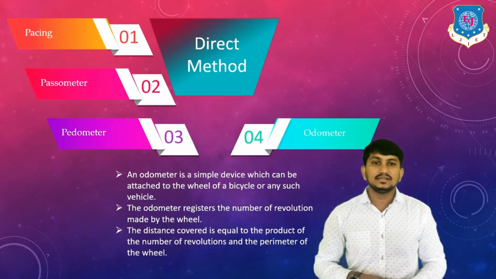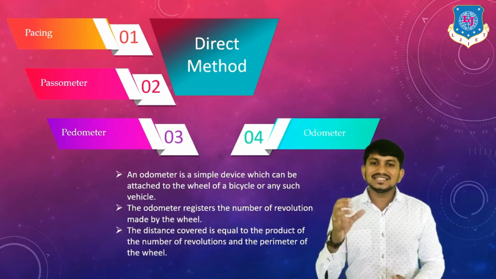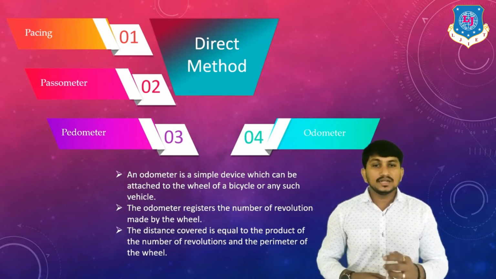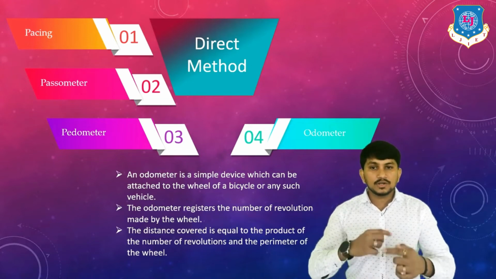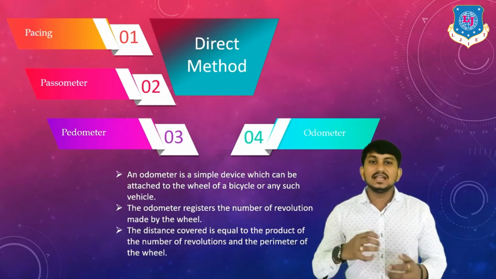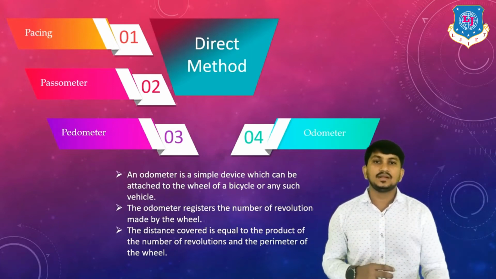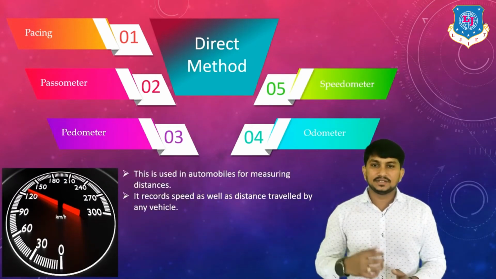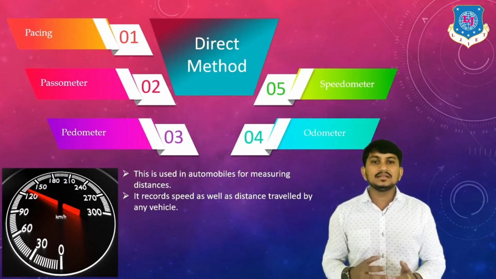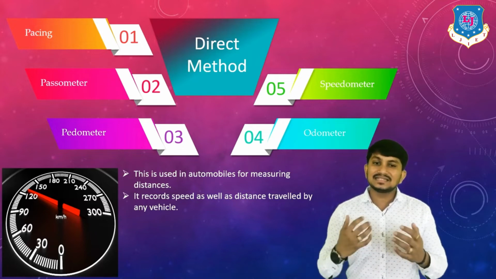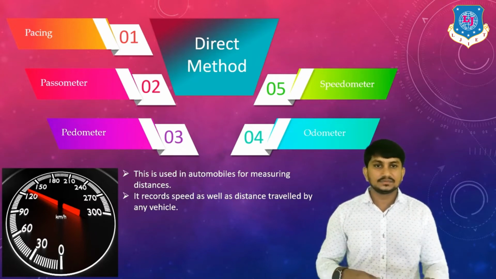Next method is odometer. An odometer is a small device which can be attached to the wheel of the vehicle. The odometer registers or counts the number of revolutions made by the wheels. The distance covered is equal to the product of the number of revolutions and the perimeter of the wheel. This is called as odometer. Next method is speedometer. This is used in automobile for measuring distances. It records speed as well as distance traveled by any vehicle.